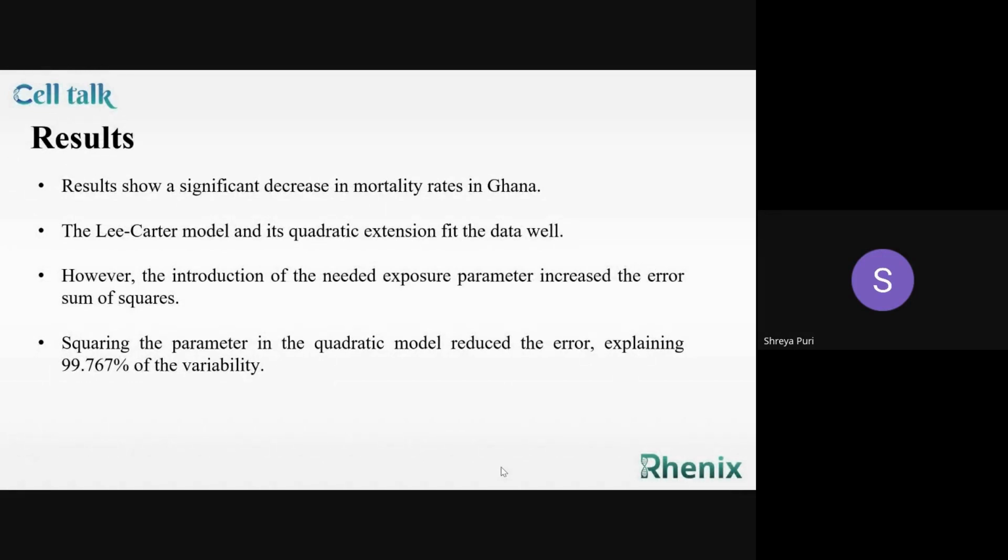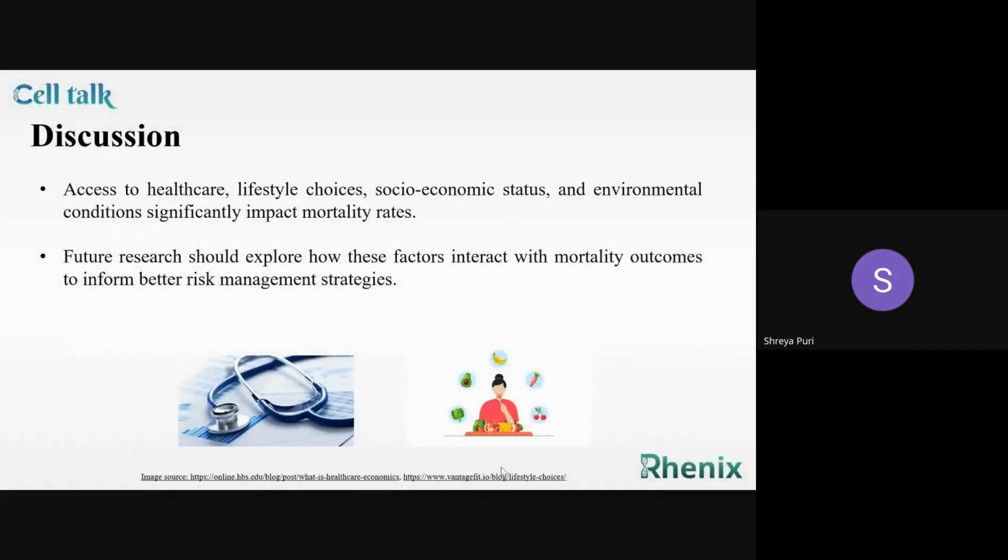So results show that there is a significant decrease in mortality rates in Ghana. The Lee-Carter model and its qualitative extension fit the data well. However, the introduction of the needed exposure parameter, which is a tool that claims that longevity risk does affect financial plans, increased the error sum of squares when it was introduced. But squaring the parameter in the quadratic model reduced the error, explaining 99.767% of the variability. So the fund plan managers can't wholly rely on the data estimates.